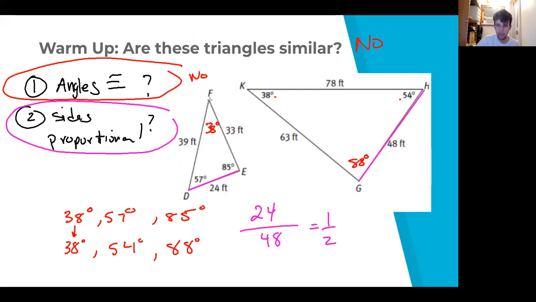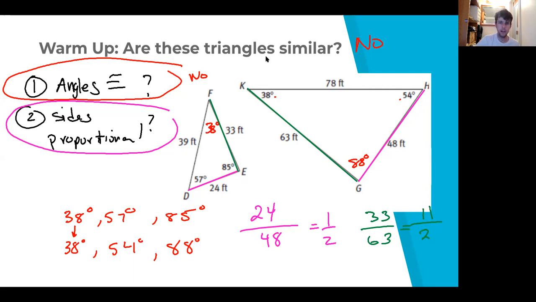Then my middle side here, the middle length is 33, and the middle length over here would be 63. That's this side. So those two would go together, 33 over 63. That is close to 1/2, but if we reduce that, we can divide those by 3. That's 11 over 21. So really close, kind of like the angles were close, but not proportional.